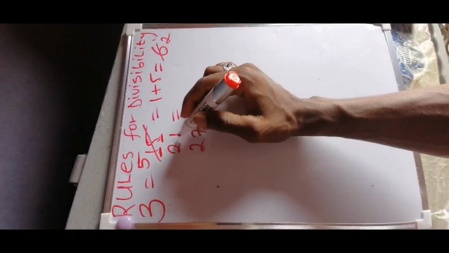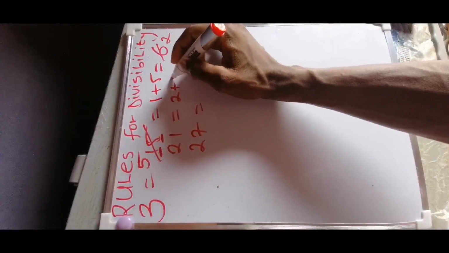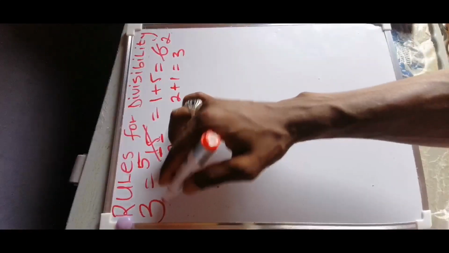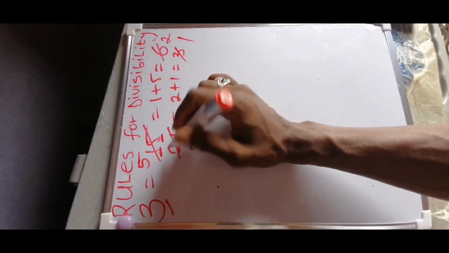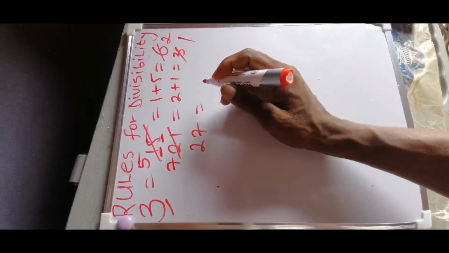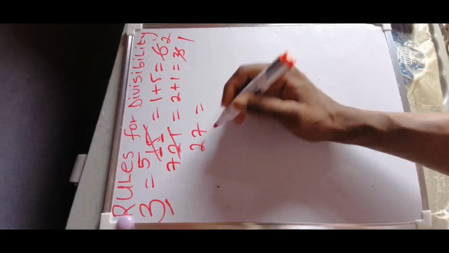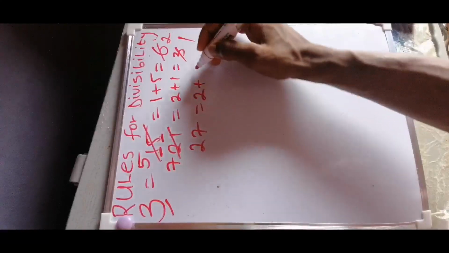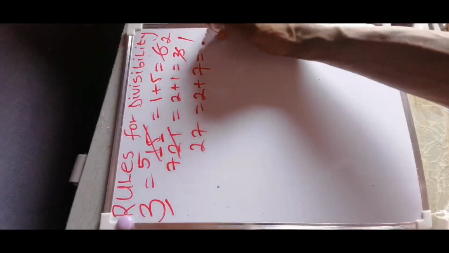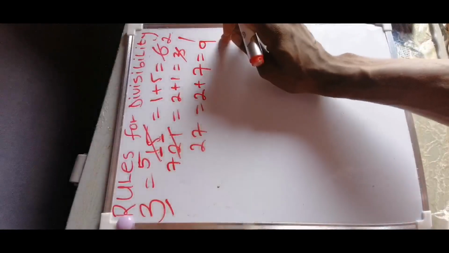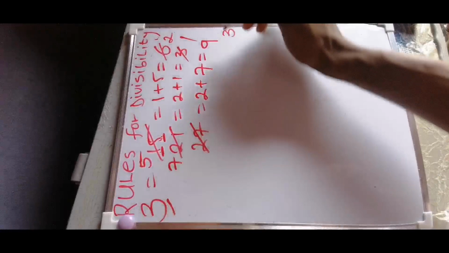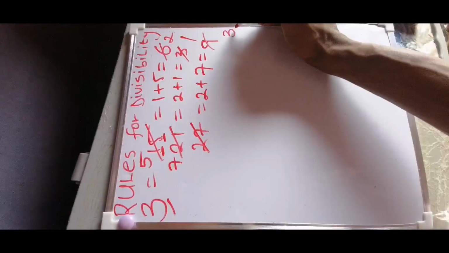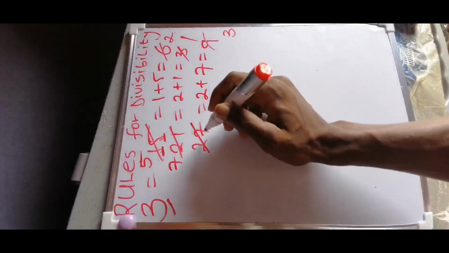Again, 2 plus 1 equals 3. So 3 divided by 3 equals 1. So 3 will enter 21 7 times. The last one is 27. So 2 plus 7 equals 9. 3 into 9 is 3. Definitely 3 will enter 27 9 times.